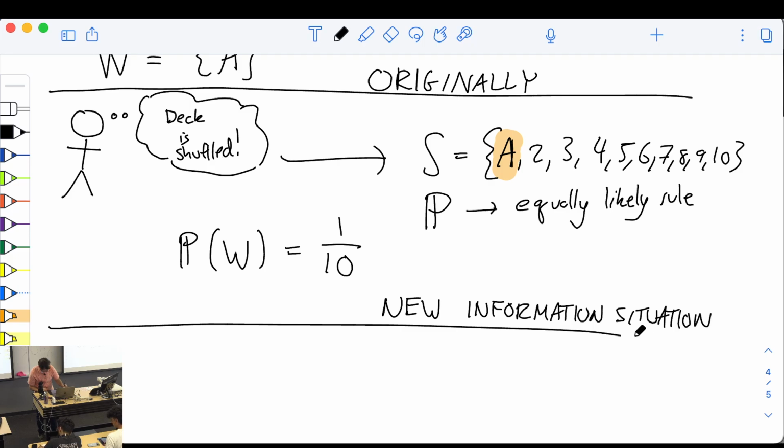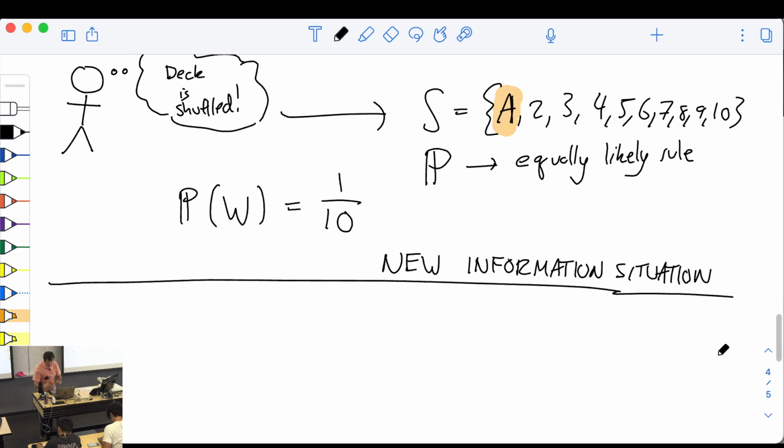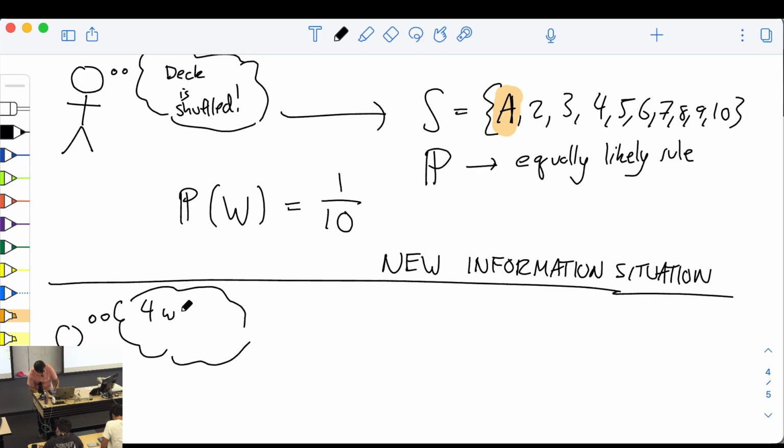Okay. And so now I know something new, right? I have something new in my brain, which is that the 4 that was revealed was not the card. I know the card is not a 4. Right? So because I see a 4 over here, I know the card in front over there is not the 4. And this is going to affect how I think about things.